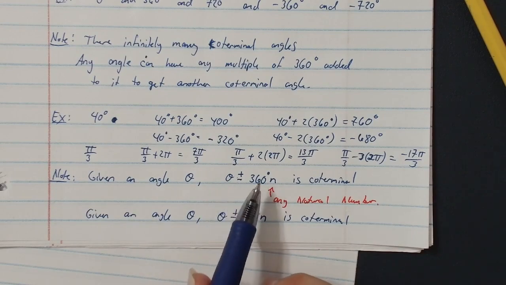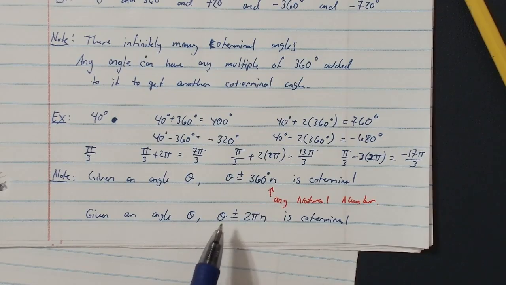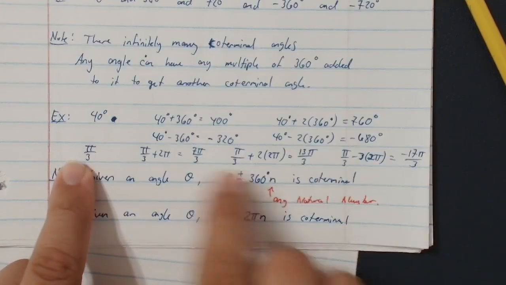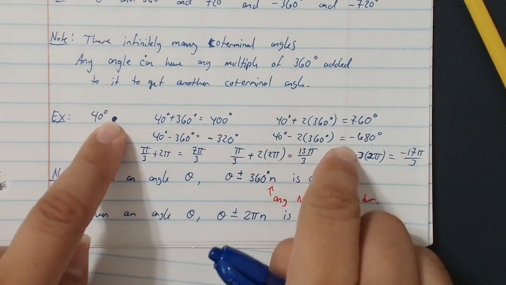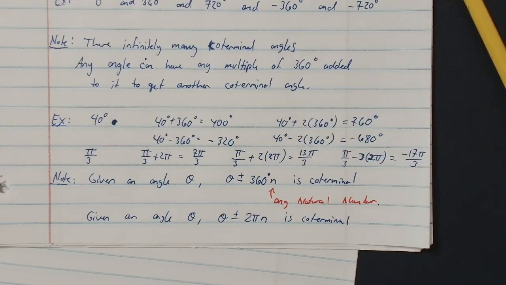All right, so big takeaway. For any angle, add or subtract any multiple of 360 degrees, and you're back where you started. Or if you're in radians, add or subtract any multiple of 2 pi, and you're back where you started. Your numbers might be different here, here, here, and here. The numbers are different, but the angles are the same.